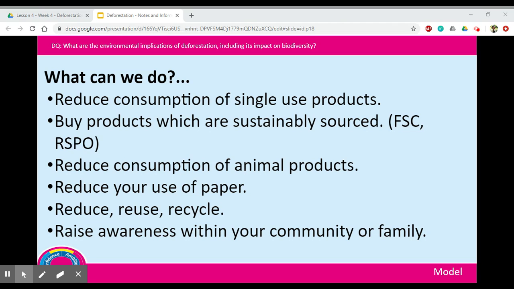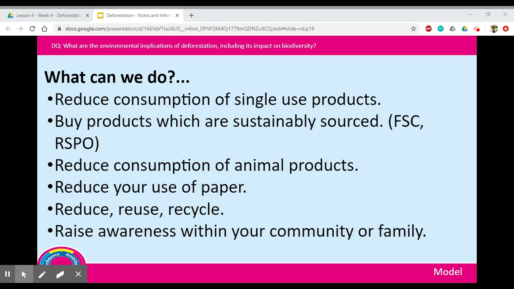You can reduce your consumption of animal products, reduce your use of paper, reduce, reuse, recycle in everything that you use. And you can also raise awareness within your community or family. You can even go and start writing letters to your MP about it.